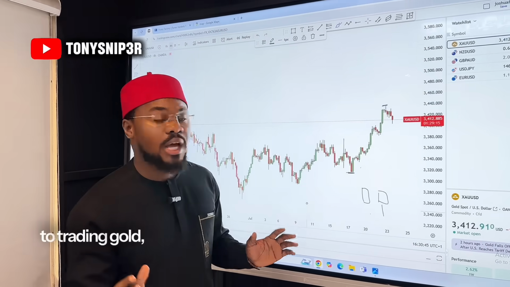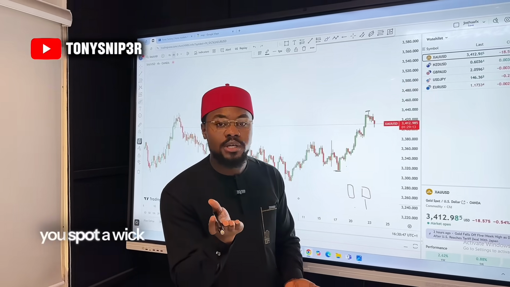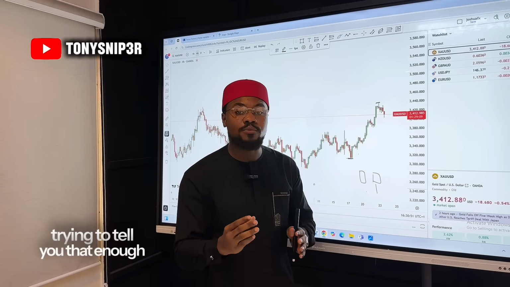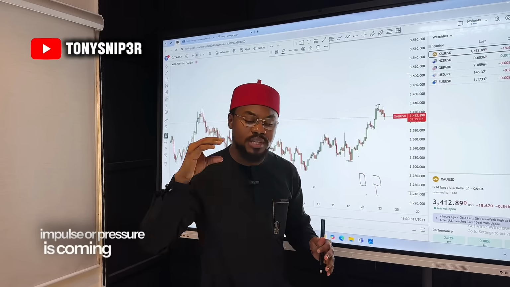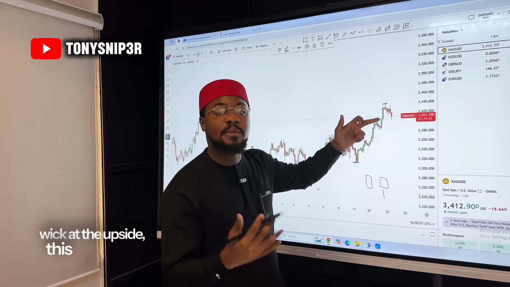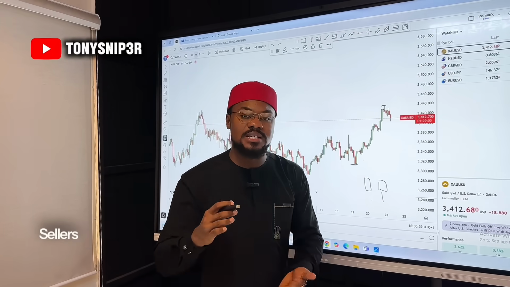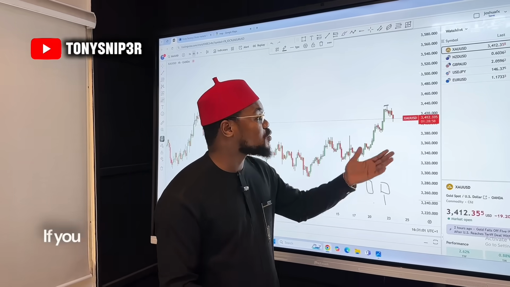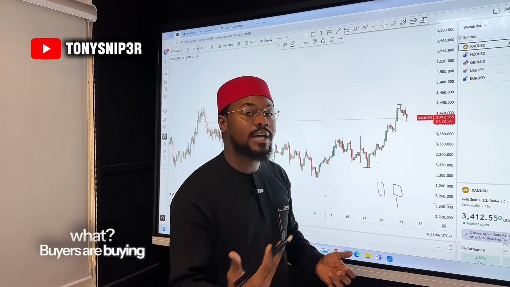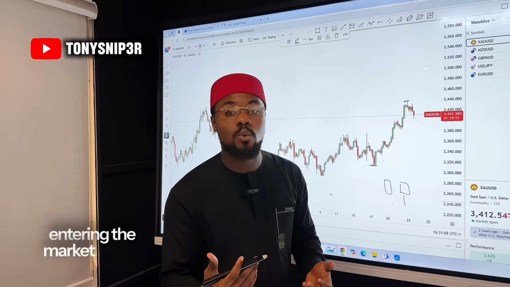Because whenever you spot a wick underneath the candle, that candle is trying to tell you that enough impulse or pressure is coming into that market. Now, if you spot that wick at the upside, this market is trying to tell you that sellers are coming in aggressively. If you spot the wick at the bottom, it is trying to tell you that buyers are buying back in and entering the market aggressively.